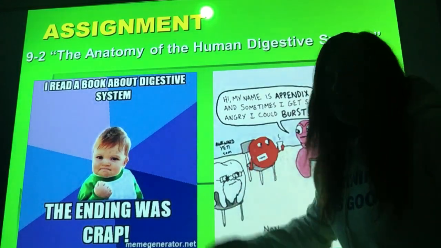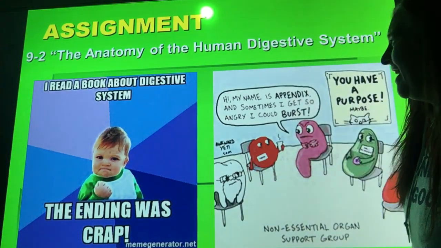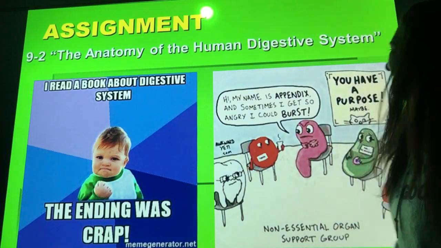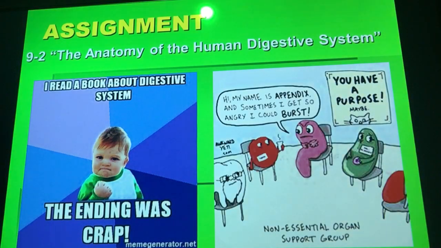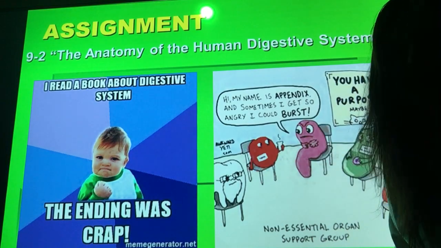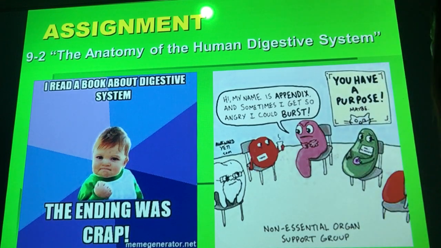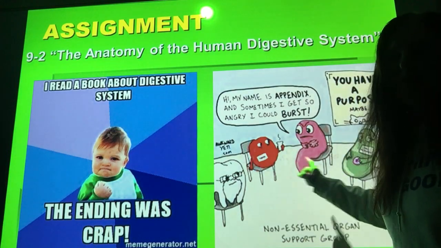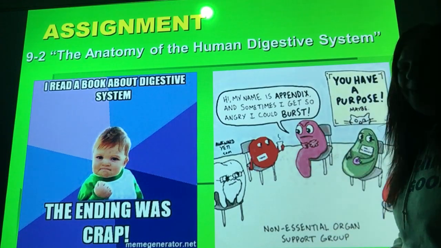And I don't know, hopefully this is appropriate. I think this is really funny. I read a book about the digestive system. The ending was crap. Come on, that's funny. And non-essential organ support group. It's got the appendix in there. Hi, my name is Appendix, and sometimes I get so angry I could burst. Kind of funny. Okay, you have a purpose. And again, we'll talk about these other organs in grade 12 Bio40S. So there's the appendix for you.